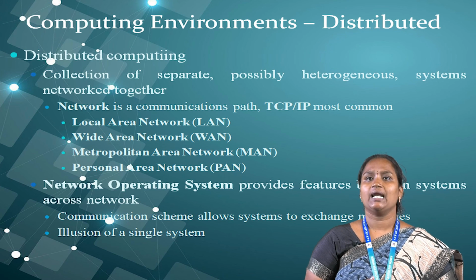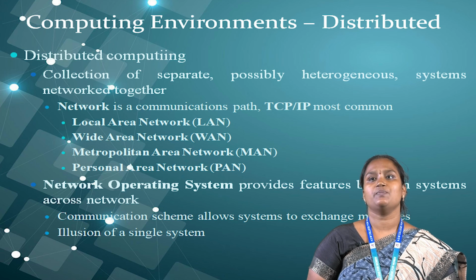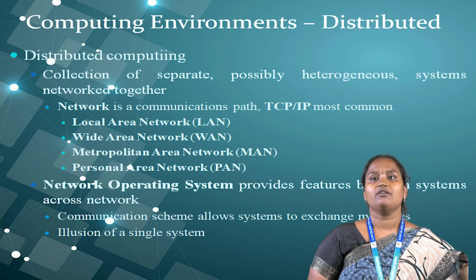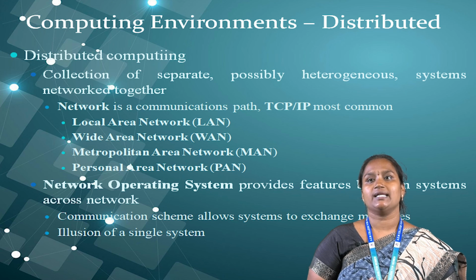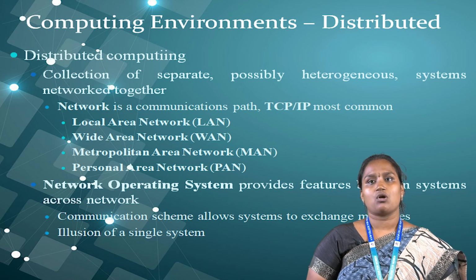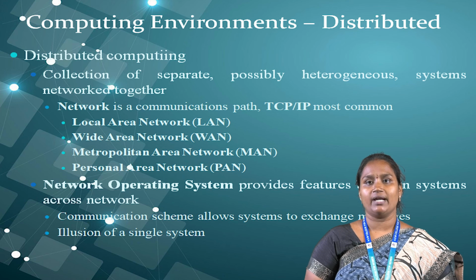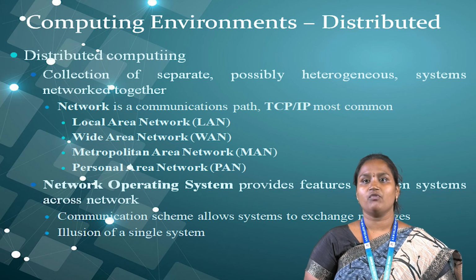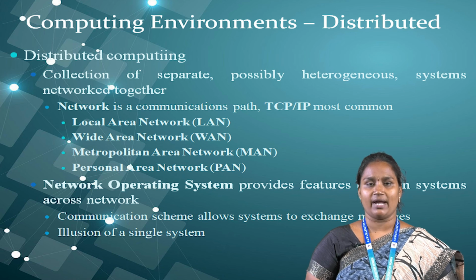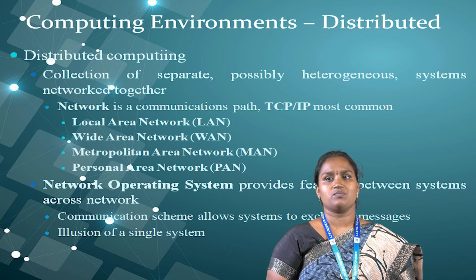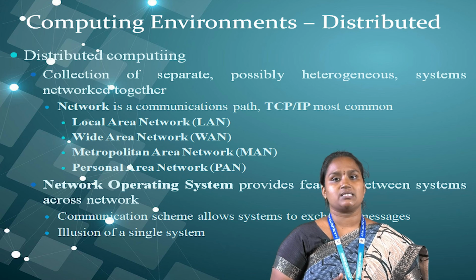Distributed computing. A collection of separate, possibly heterogeneous systems networked together. A network is a communication path, using TCP/IP, Transmission Control Protocol and Internet Protocol. The most common are local area network, wide area network, metropolitan area network, and personal area network. The network operating system provides features between the systems across the network. The communication schemes allow systems to exchange messages.